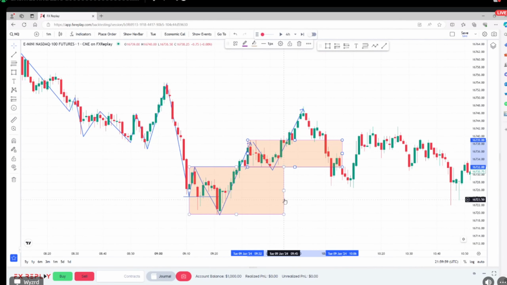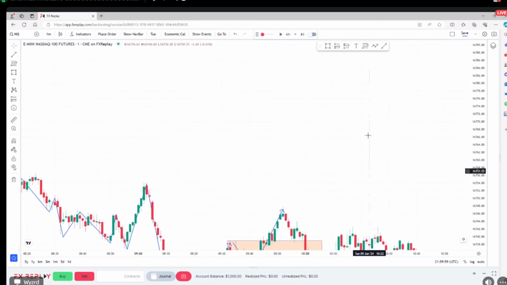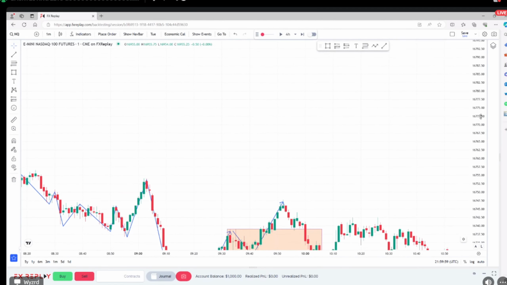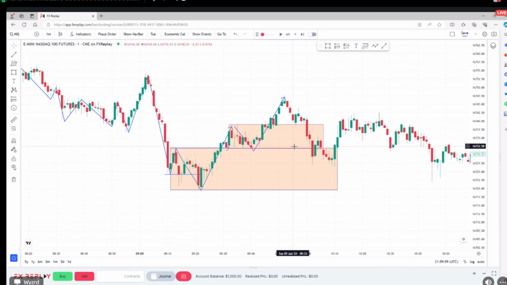That zone does fail, but this one, you still know that even when you have unmitigated zones, whether it's way up here, you'll see I took one today, they'll usually give us a reaction at some point or another when they come back into them. So we ended up breaking structure down right here.